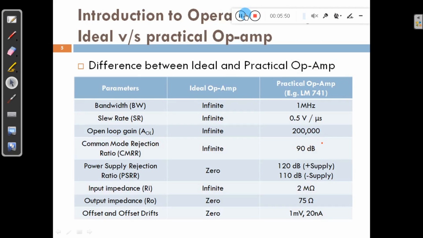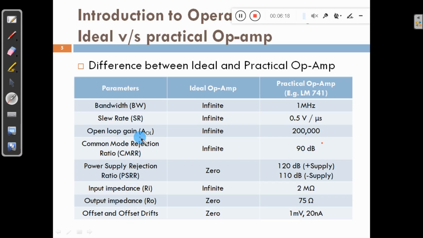Now we'll move to one more section, that is the difference between ideal and practical operational amplifier. There are various parameters by which we can differentiate between them. The parameters are bandwidth, slew rate, open loop gain, common mode rejection ratio, power supply rejection ratio, input impedance, output impedance and offset.